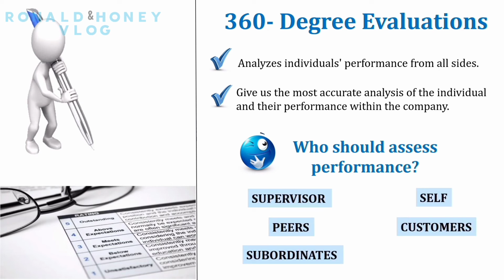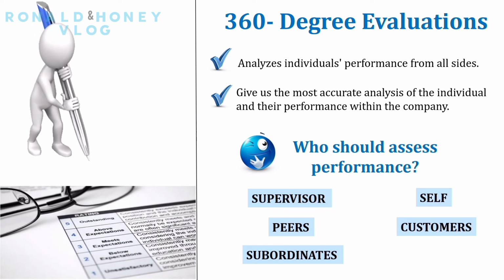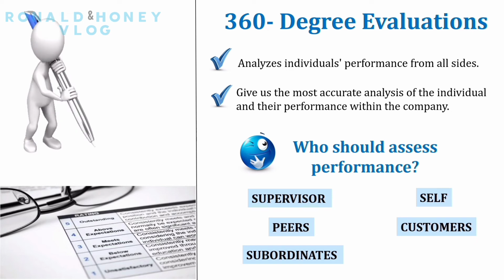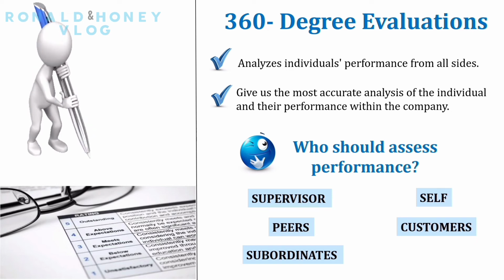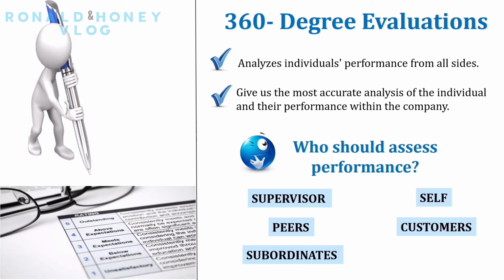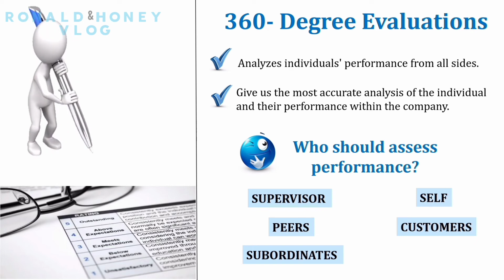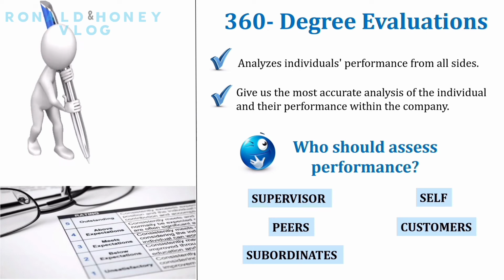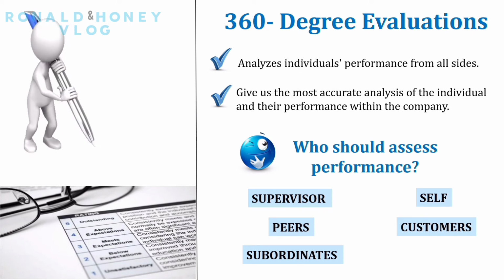Number 1 is the supervisor. The supervisor is considered the most common evaluator because employees are under their control, and they usually check their tasks. Second is peers, which refers to your co-workers. The third one is subordinates. Some companies usually evaluate their supervisors.